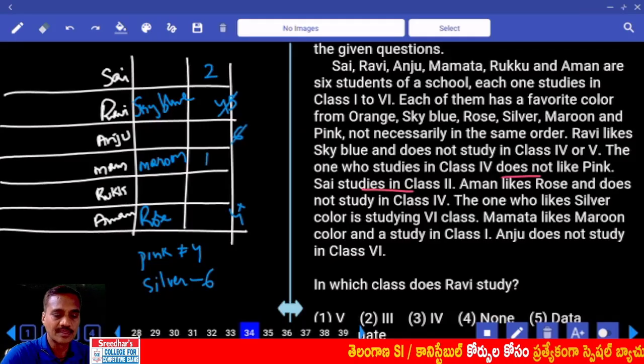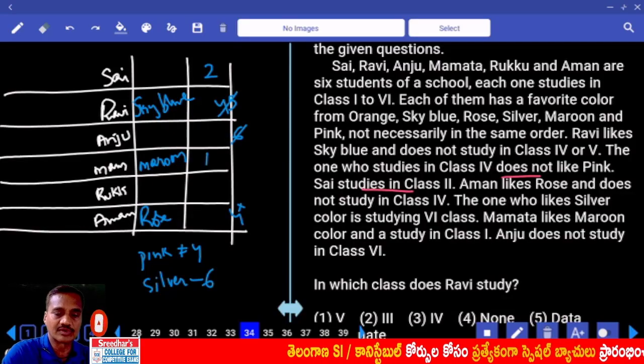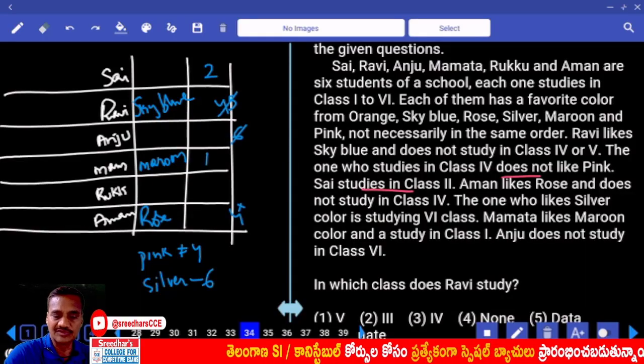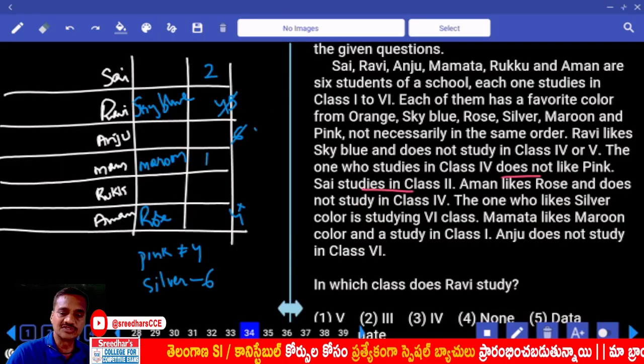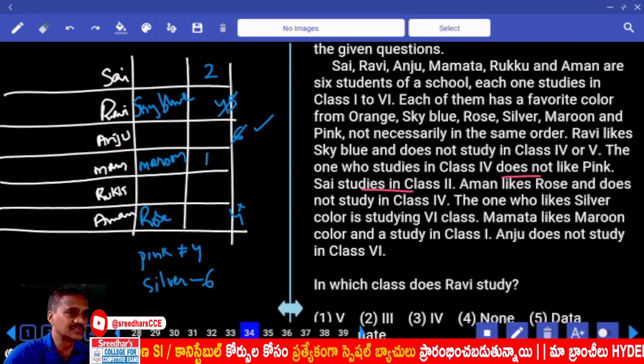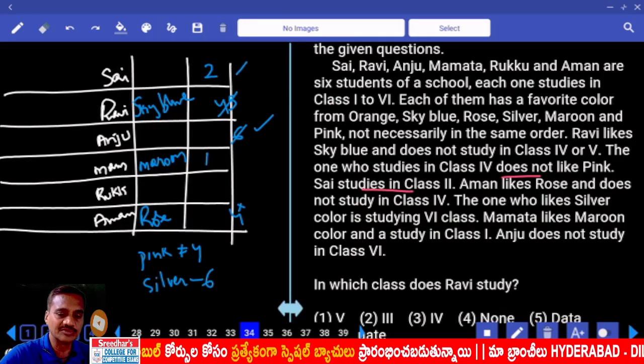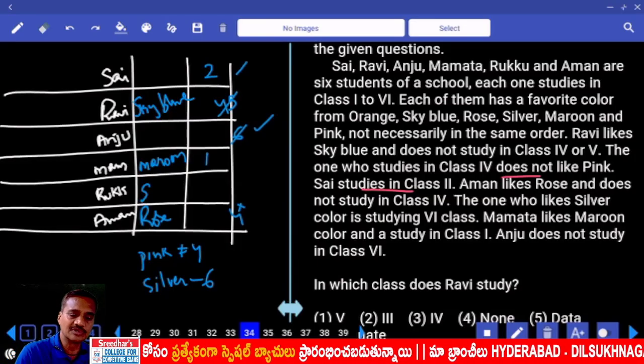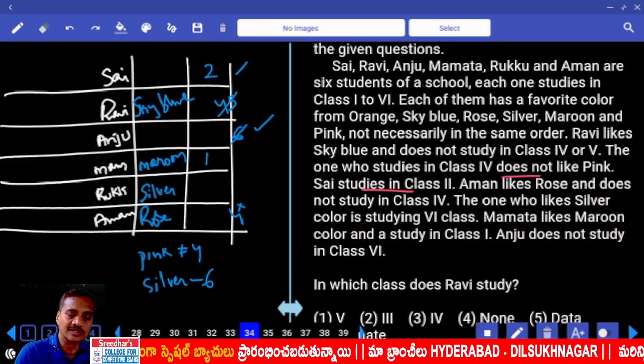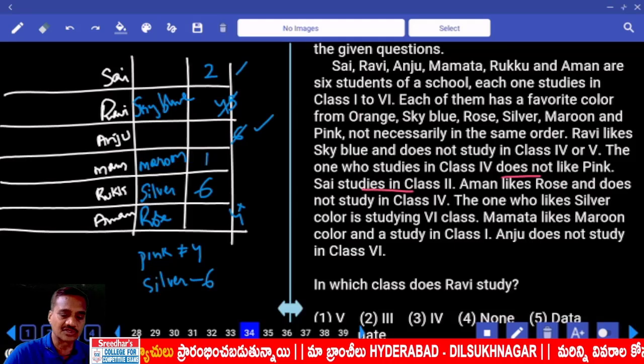Done with this? Then pink and 4. Where can silver and 6 be together? As 6 cannot be here, Anju cannot be silver. And Sai cannot be silver. Then what is the only possibility? Rukku must be silver, studying in 6th class.